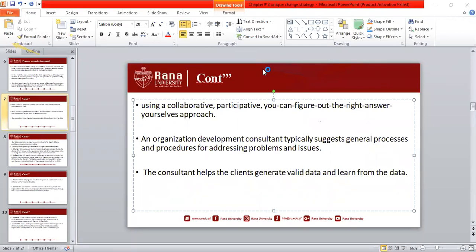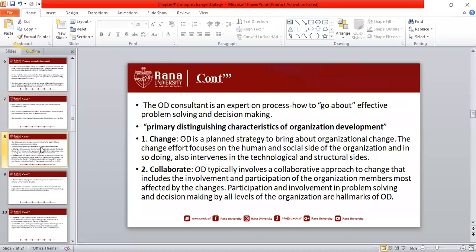Now, organization development, as I stated, the OD consultant, the OD expert, is only assisting the client in bringing a solution. The rest you will do by yourself, the members of the organization. Now see, the OD consultant is an expert on process, on how to go about effective problem solving and decision making.